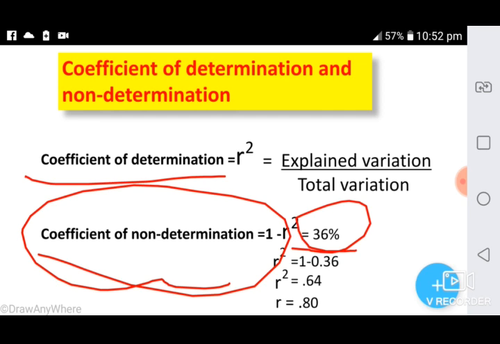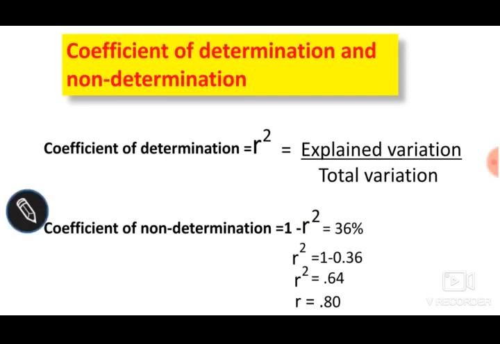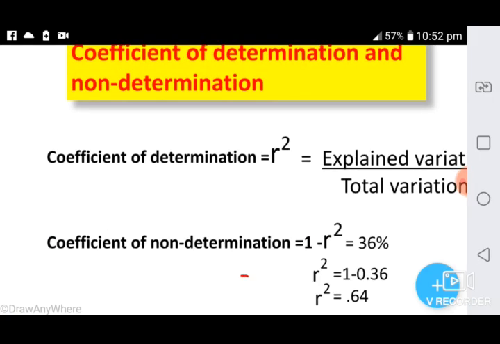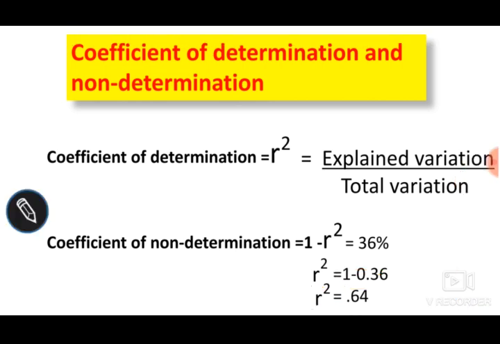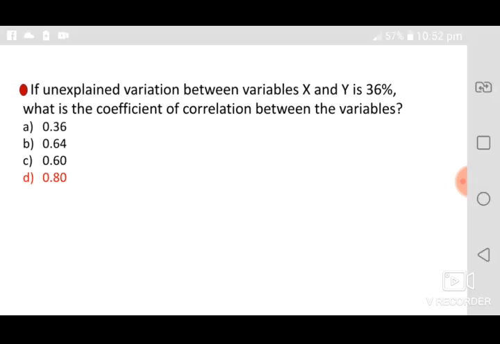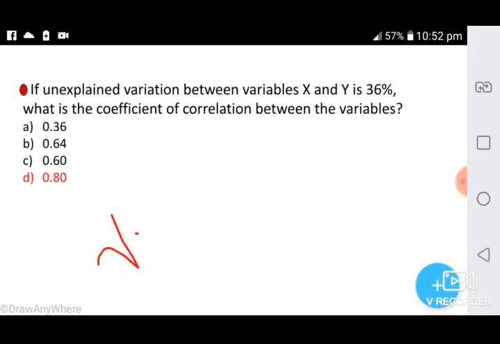So r square equals 1 minus 0.36. r square equals 0.64. Therefore, r, the coefficient of correlation, equals 0.80. So option D is the correct answer.